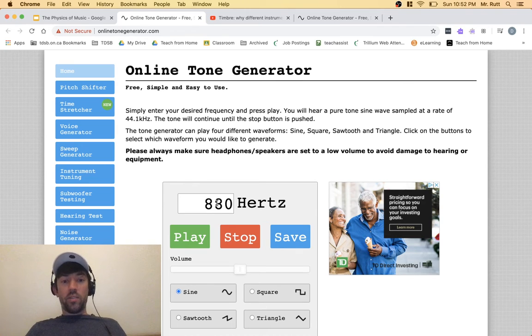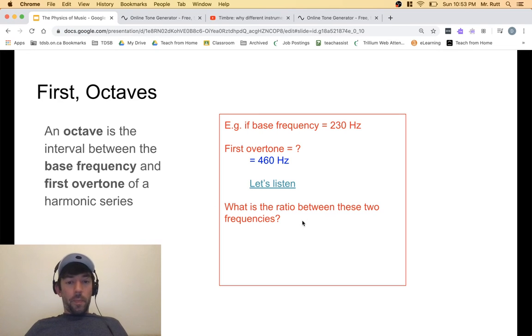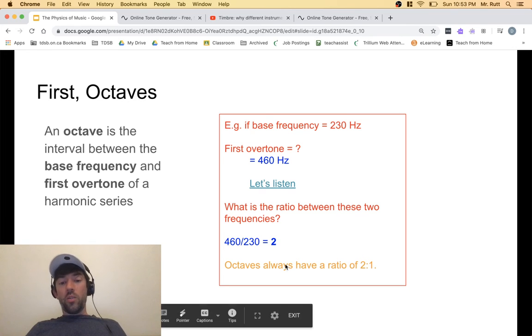We know that because we have this number which measures the note. Obviously, if it has a different number, it's a different note. But just because they sound really good together, in fact, they sound so good together that we give them the same name. Okay. So what is the ratio between these two frequencies? Well, if one is double the other one, then the ratio is 2, or 2 to 1. So octaves always have a ratio of 2 to 1.